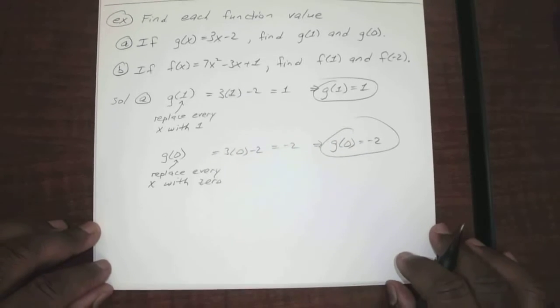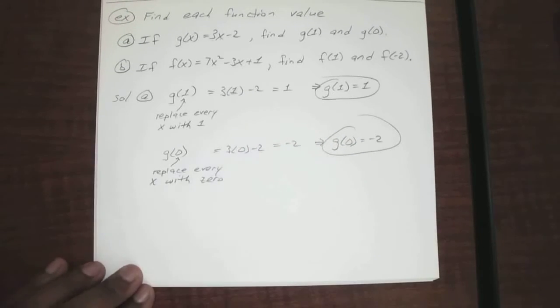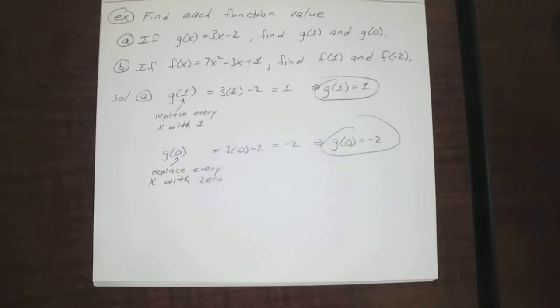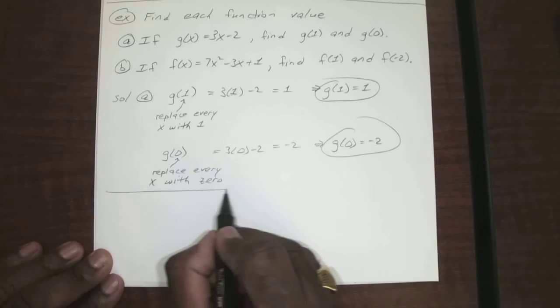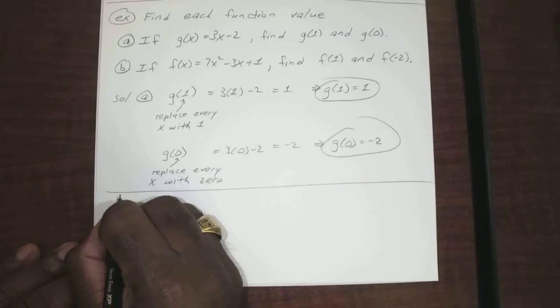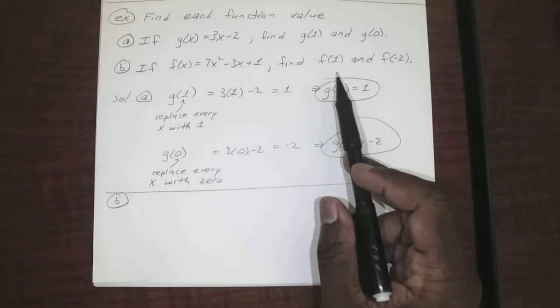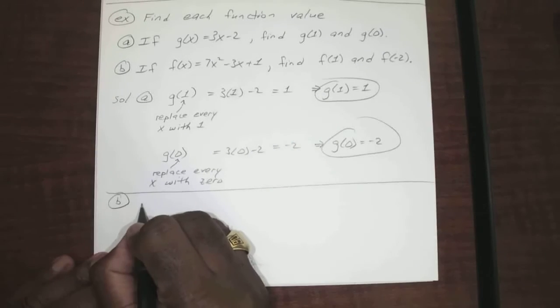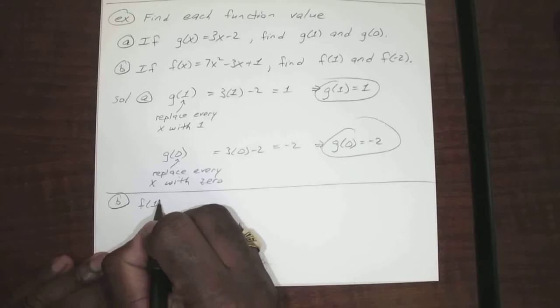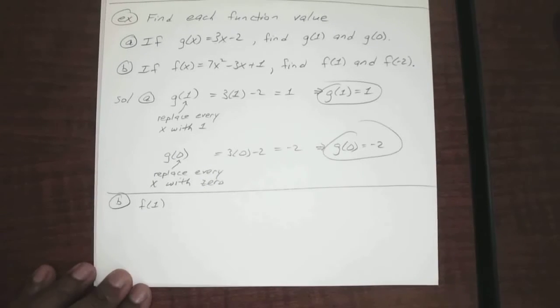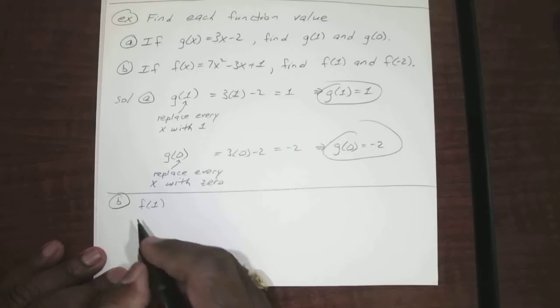All right. So for B, actually I think I'll do B on another page because I'm running out of room. I should be able to do it on this one. Okay. So for B, if we want to find f of 1, again, we just replace every x with 1.